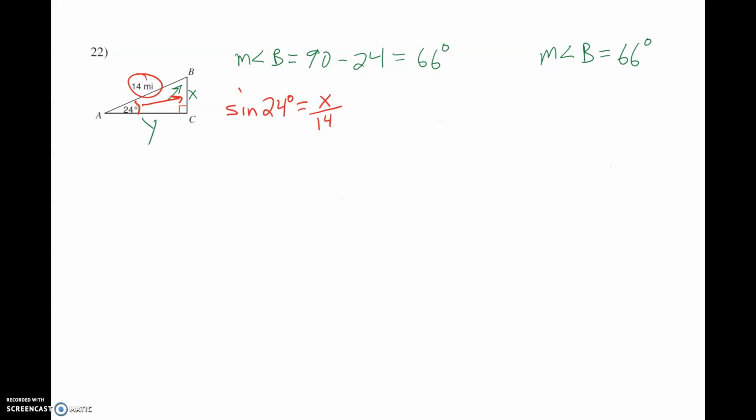Then the second thing you have to do is to solve for X. And to do that, all we have to get rid of over here on this side is that divided by 14. So we multiply 14 on both sides. And 14 divided by 14, that's 1. So sometimes we say, oh, they cancel. But it looks like they disappeared because 14 divided by 14 is 1. 1 times X is X. So now we see that X equals 14 times the sine of 24 degrees.